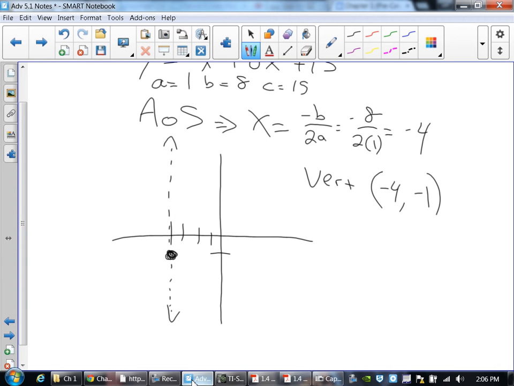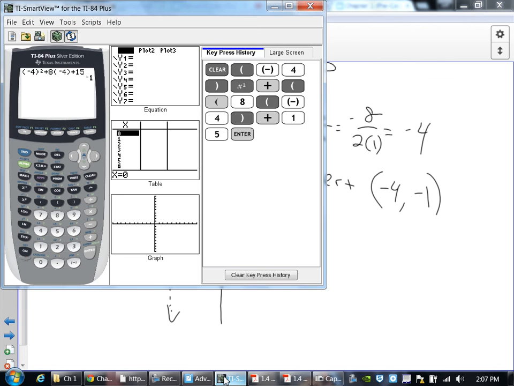Now the reason I'm using this axis of symmetry is because now I can find another set of ordered pairs that are called symmetric twins. Pick any number to the right. Let's use -2. In your calculator, do you know how to overwrite values? Have you figured that out yet? No. Go back up and hit your enter.